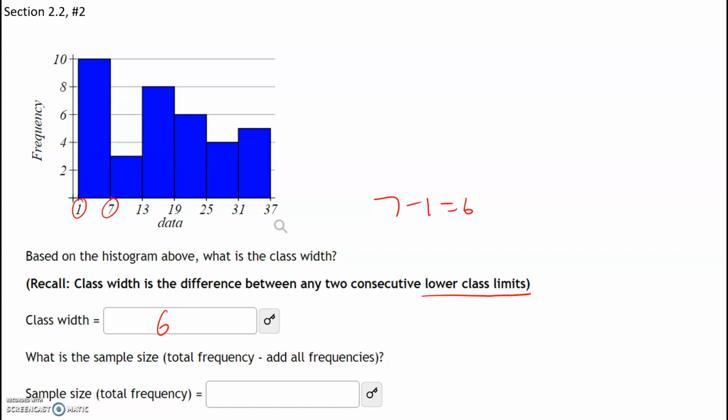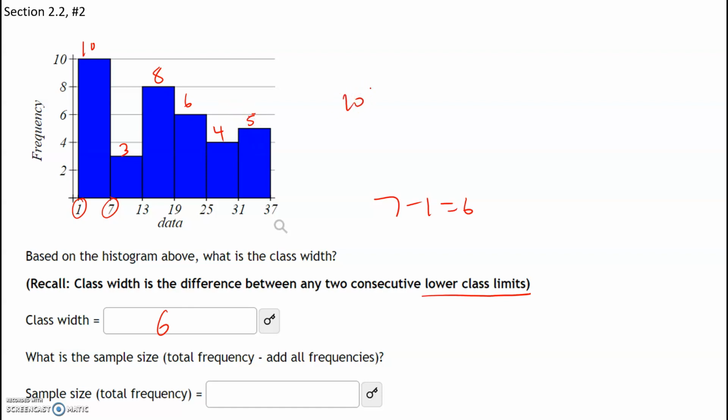Next one says, what is the sample size, which is the total frequency, which means we have to add all the frequencies. So the frequency of the first class is 10. The second class is between 2 and 4, so it's 3. For the third class, it's 8. The next class is 6. The next class is 4. The next class is between 4 and 6, so that's going to be 5.